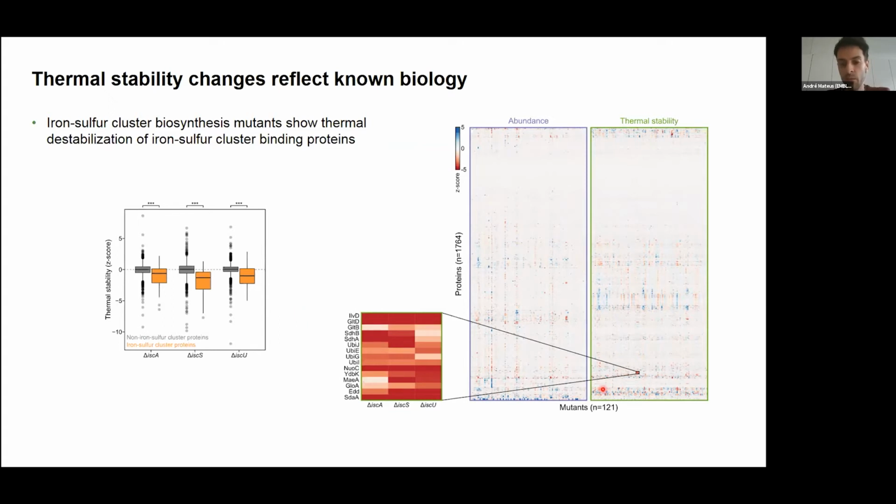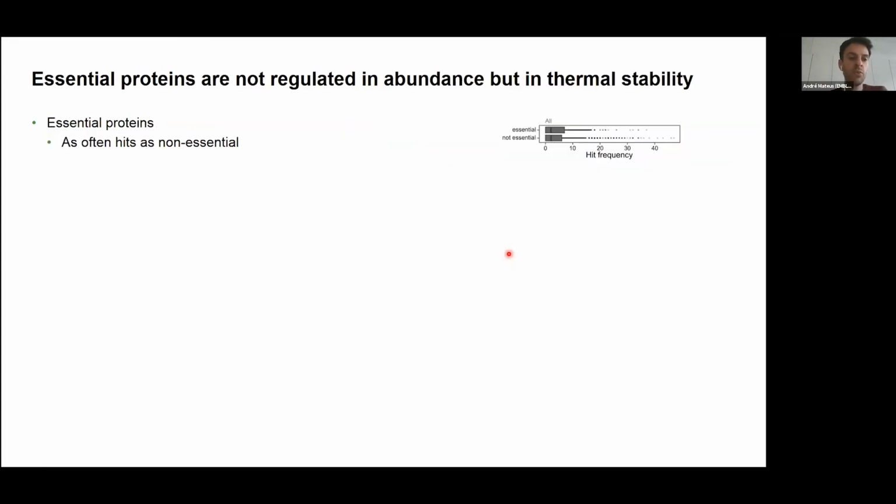Now we can spend probably weeks learning something about all of these mutants, but we wanted to take a more global view and see if we could also learn something about all the other proteins that we quantify. And the first thing we did is to study essential proteins, which are typically difficult to study by genetic approaches because we cannot knock them out. And what we saw is that we virtually saw no difference between essential and non-essential proteins in terms of how they change across mutants in terms of abundance or thermal stability.